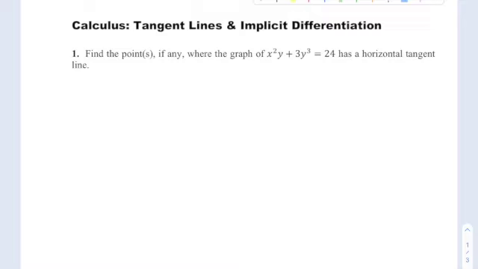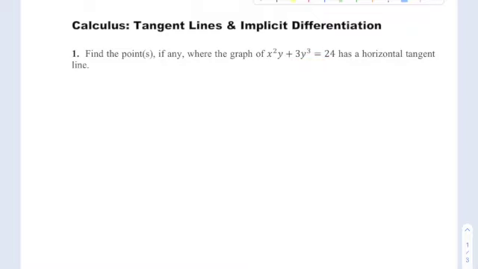Hopefully you're really getting the hang of this by this point. And this is, again, a kind of a twist on a classic question. We've given the equation of a curve here, and we want to find the point or points, if any, where this graph has a horizontal tangent line.